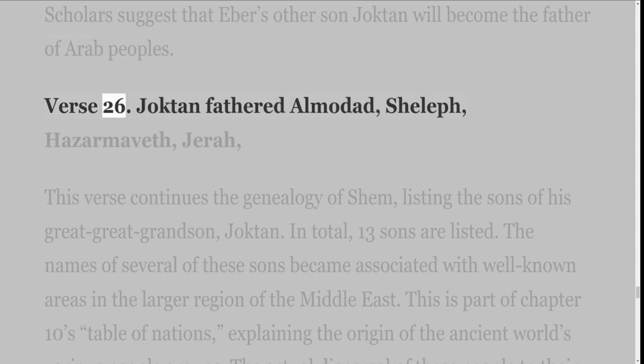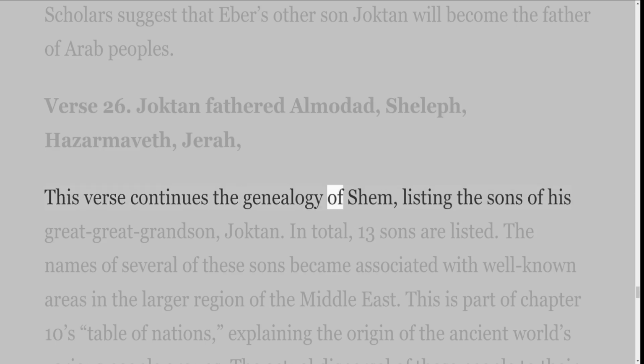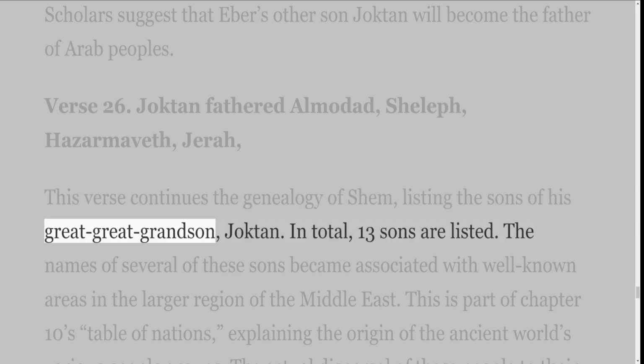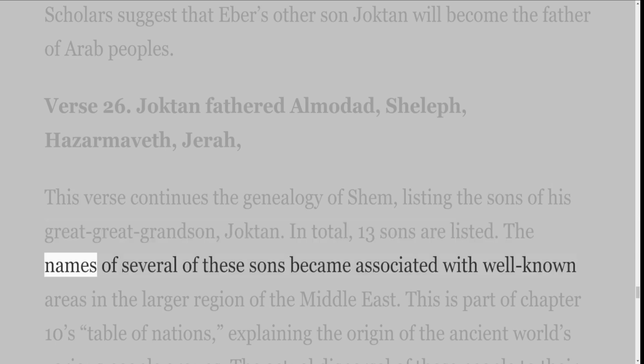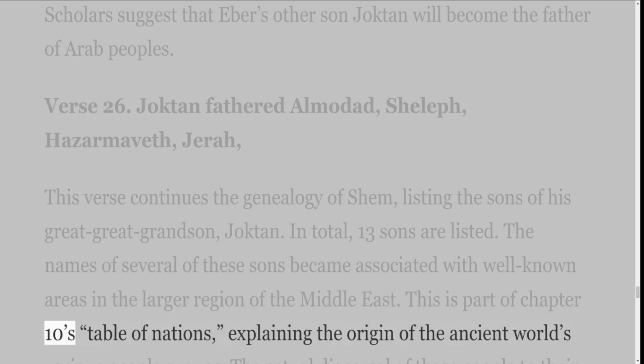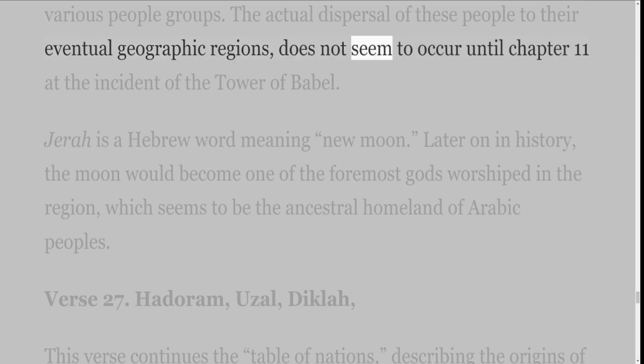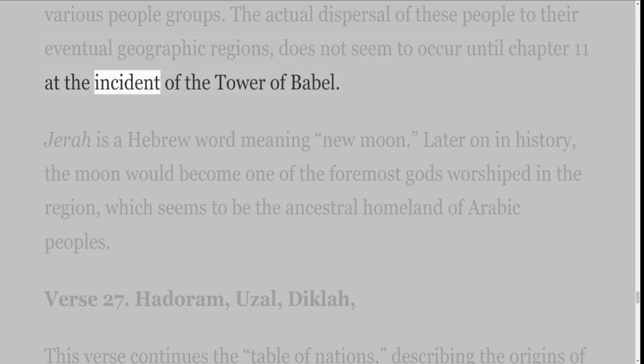Verse 26. Joktan fathered Almodad, Sheleph, Hazarmaveth, Jerah. This verse continues the genealogy of Shem, listing the sons of his great-great-grandson, Joktan. In total, 13 sons are listed. The names of several of these sons became associated with well-known areas in the larger region of the Middle East. This is part of chapter 10's Table of Nations, explaining the origin of the ancient world's various people groups. The actual dispersal of these people to their eventual geographic regions does not seem to occur until chapter 11 at the incident of the Tower of Babel.